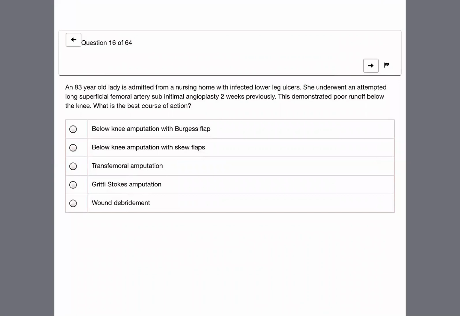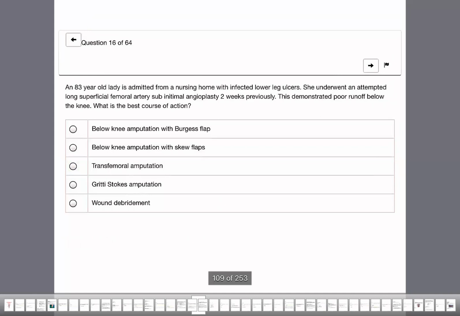An 83-year-old lady is admitted from a nursing home with an infected lower leg ulcer. She underwent an attempted long superficial femoral artery intimal angioplasty 2 weeks previously. It demonstrated poor runoff below the knee. What is the best course of action? Below knee amputation with a Burger flap, below knee amputation with a skew flap, a transfemoral amputation, a Gritti-Stokes amputation, or wound debridement.